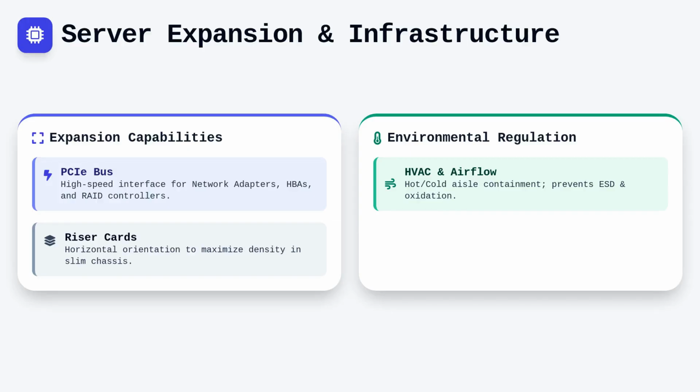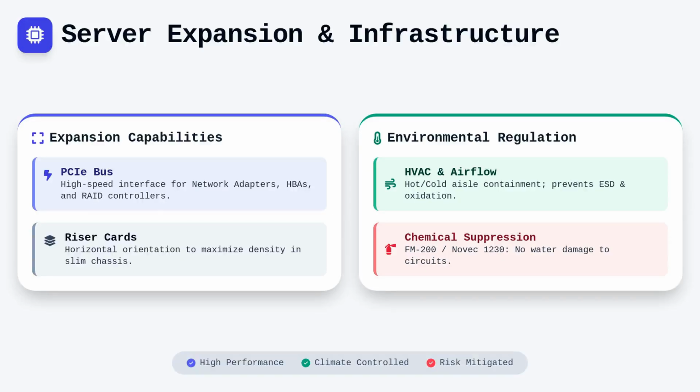For critical infrastructure, fire suppression systems such as FM200 or Novec 1230 are preferred over water-based systems because they extinguish fires by disrupting the chemical reaction without damaging electrical components.